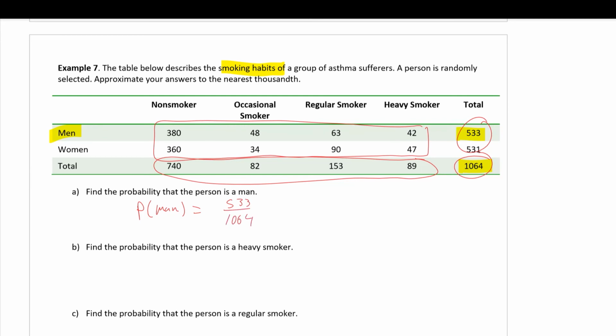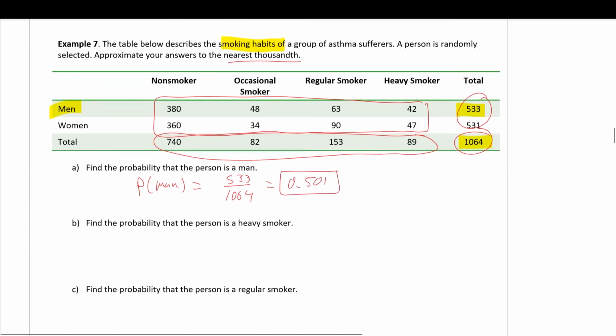And if we put that in our calculator and round to 3 decimal places, because that's what they asked, thousandths place, we'll get 0.501, about a 50% chance.